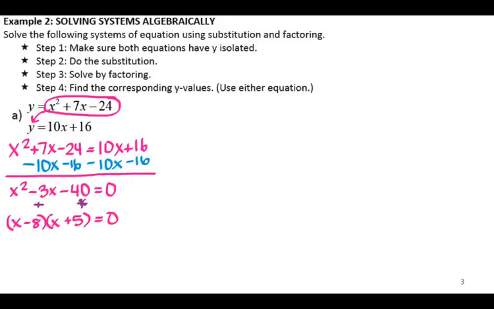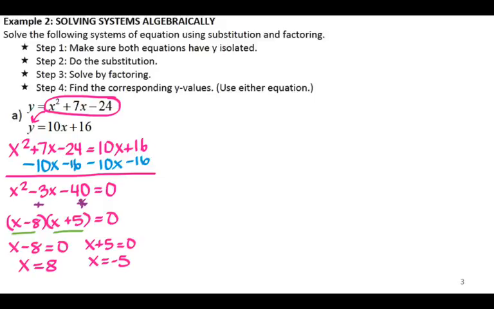Now to actually solve this equation, you're going to take each factor, set it equal to 0, and solve for x. So I have x minus 8 equals 0, solve for x, so you get x equals 8. For this one I have x plus 5 equals 0, solve for x. So you get x equals negative 5.